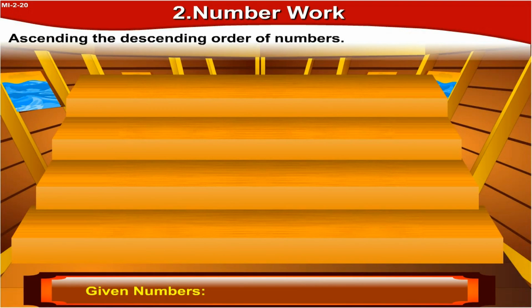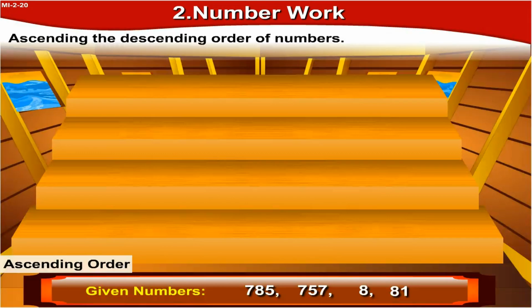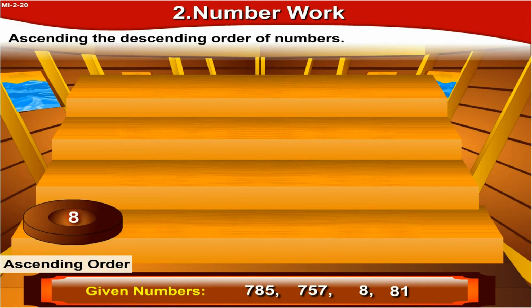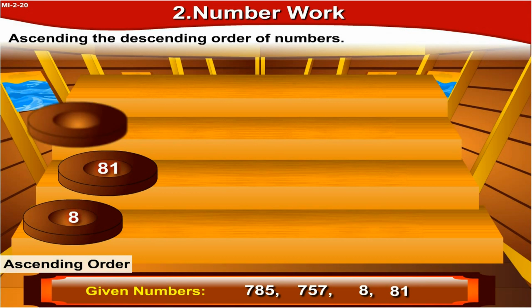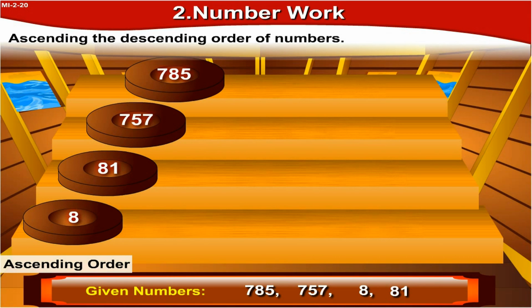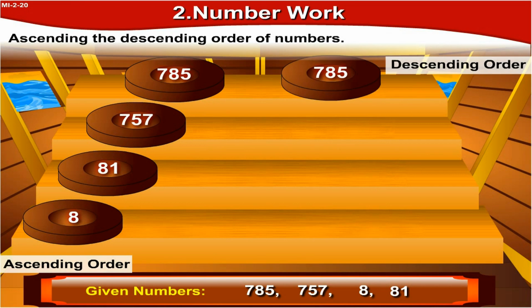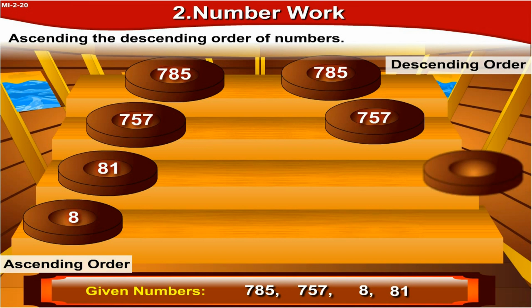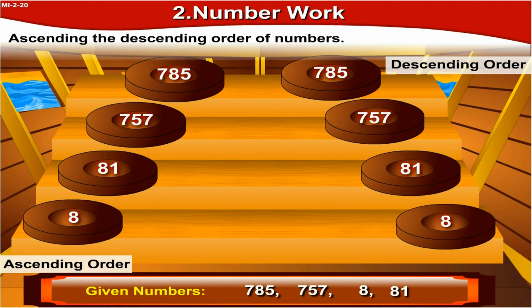The given numbers are 785, 757, 8, 81. Now the ascending order would be 8, 81, 757, 785. Now the descending order, which is the reverse of ascending order, would be 785, 757, 81, 8.